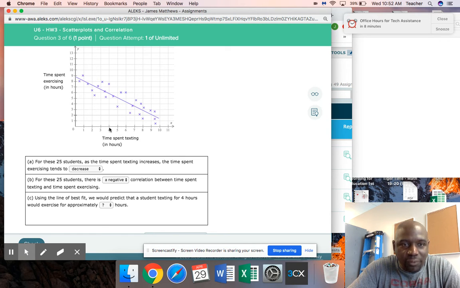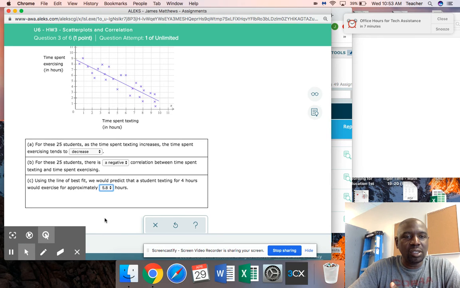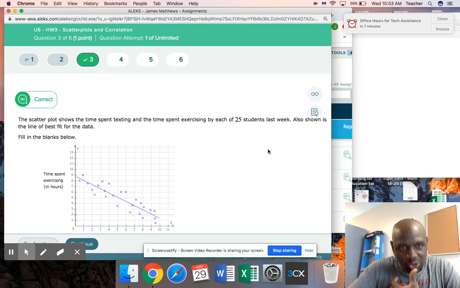Well, if you texted for 4 and I went up to the line of best fit, I'm expecting there to be somewhere around 6. It may not be exactly 6, but let's just see what it says. 5.8 is probably better. If we said 4 hours, the line is just below the 6. You can see that. So I would probably go with 5.8. All right. And then once that gets out the way, I can check it. We should be good.